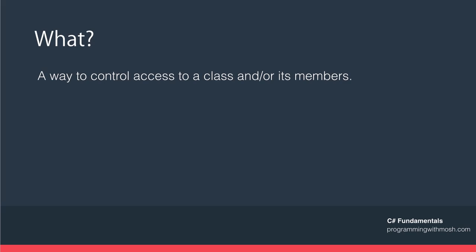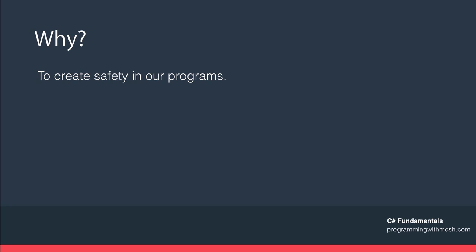So what is an access modifier? An access modifier is a way to control access to a class and/or its members. Now you may wonder, why do we need to control access to a class or its members? The reason is to create some kind of safety or guard in our applications, to improve robustness. In the lecture about fields, I explained how we can use the read-only modifier to make sure that a field is assigned only once, and this way we developers will not accidentally create bugs in our code.